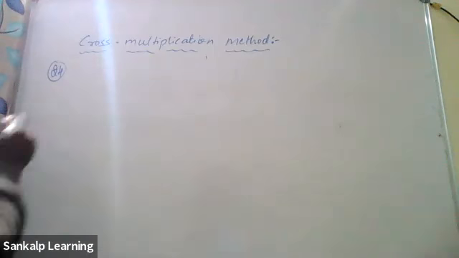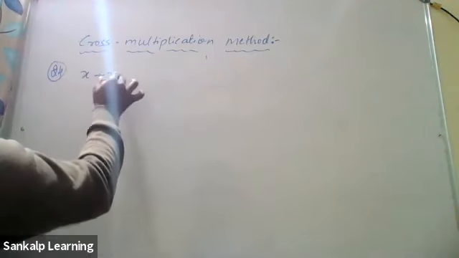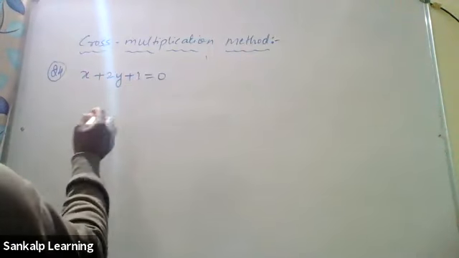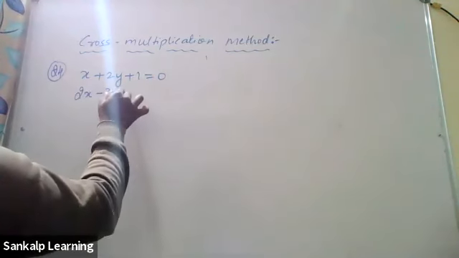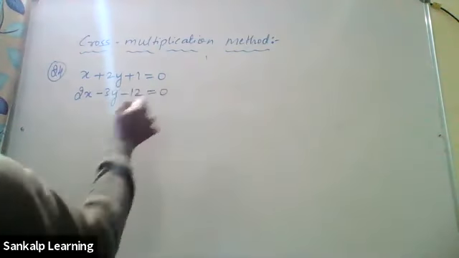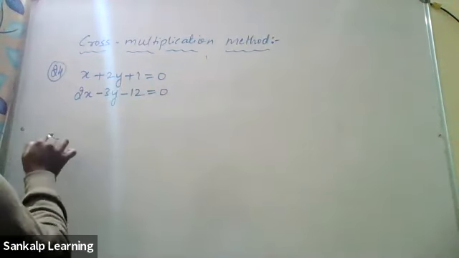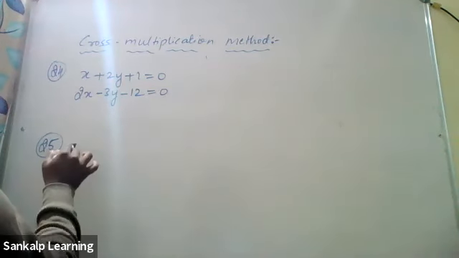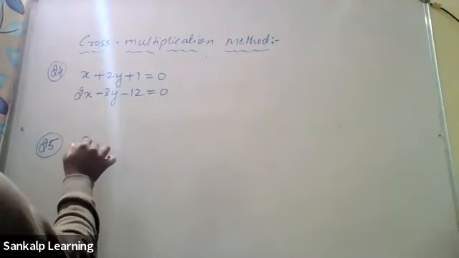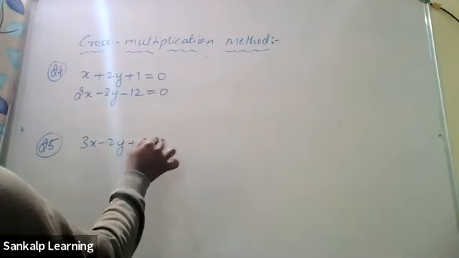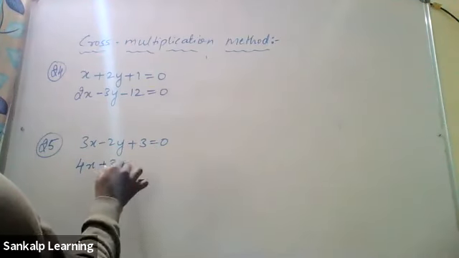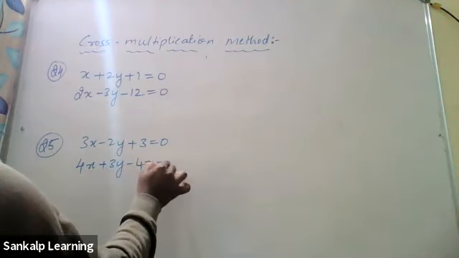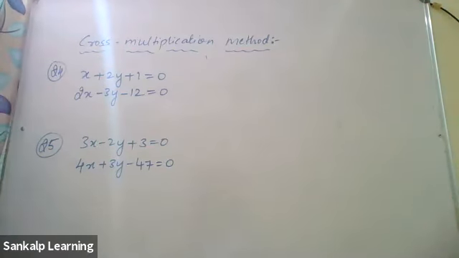Okay, let me give you an easy one itself. X plus 2y plus 1 equal to 0. 2x minus 3y minus 12 equal to 0. That is 24. 25th one: 3x minus 2y plus 3 equal to 0. 4x plus 3y minus 47 equal to 0. So do those 2 problems.